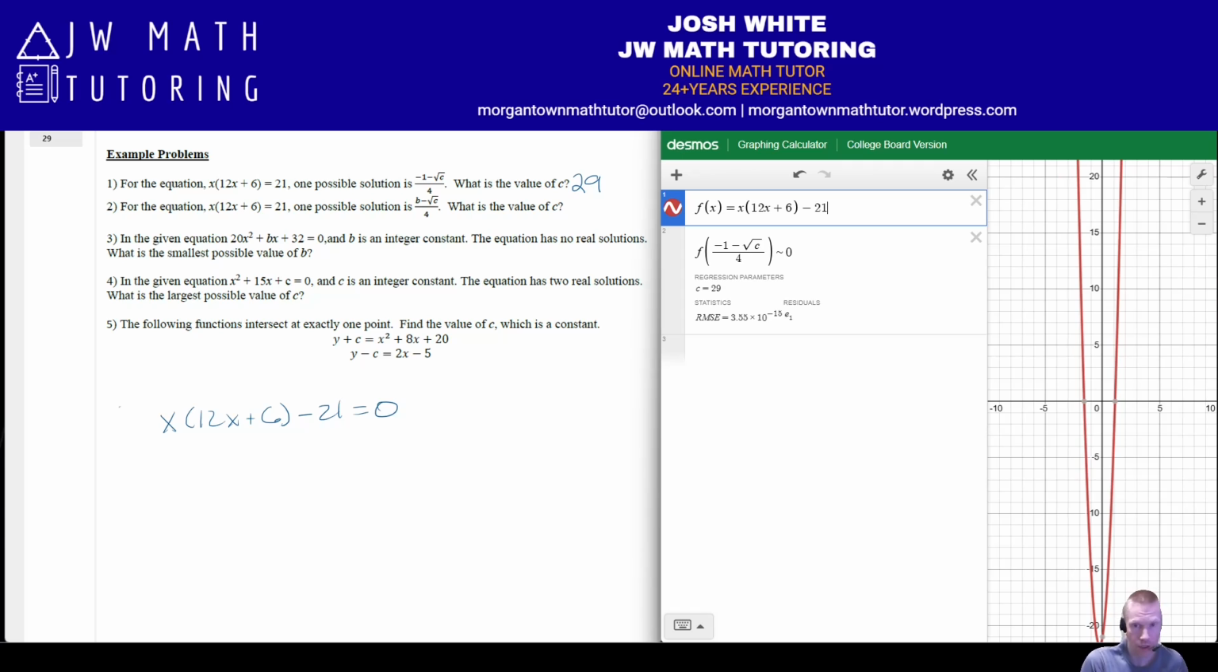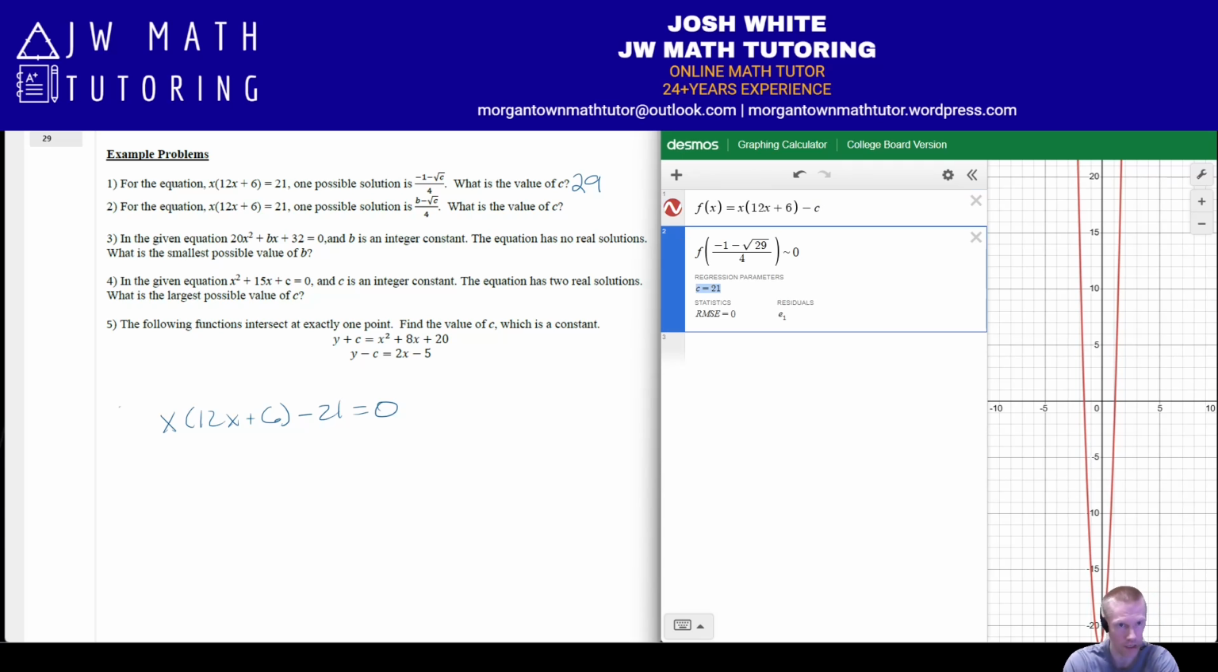And just to review, the constant could be in the equation as well. So for example, let's say this was 29. Okay, so this was given as -1 minus root 29 over 4, and the constant was c. You can see now if I just interchange those, it can find the value of a constant in the equation itself. C is 21, right? Which matches right here, that c is 21. So that's what I wanted to demonstrate there: the constant can be in the equation or in the solution.